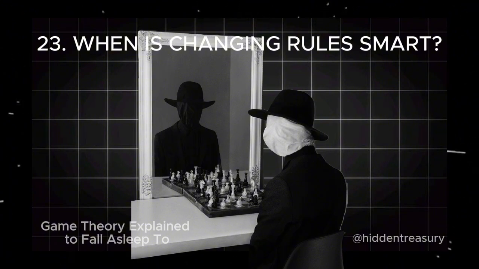What all these examples have in common is awareness. The people who change the rules aren't ignoring the game. They've understood it deeply enough to see its limits. They recognize when continuing under the same structure just leads to a stalemate. And they know how to shift the frame in a way that creates new movement.